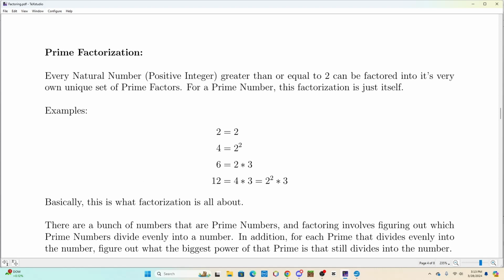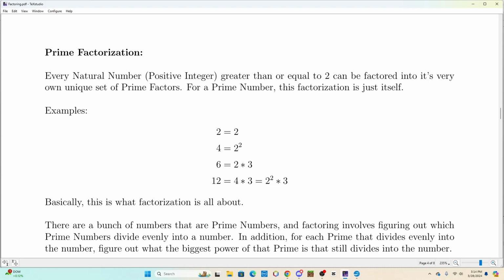Prime factorization. Every natural number greater than or equal to 2 can be factored into its very own unique set of prime factors. For a prime number, this factorization is just itself. For example, 2 is equal to 2. 4 is equal to 2 squared. 6 is equal to 2 times 3. And 12 is equal to 2 squared times 3. Basically, this is what factorization is all about.